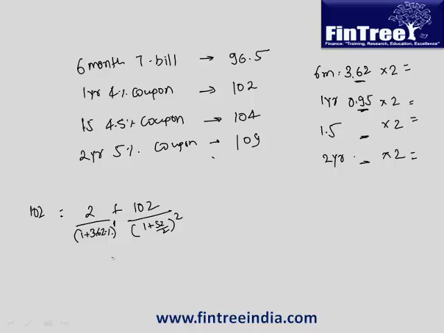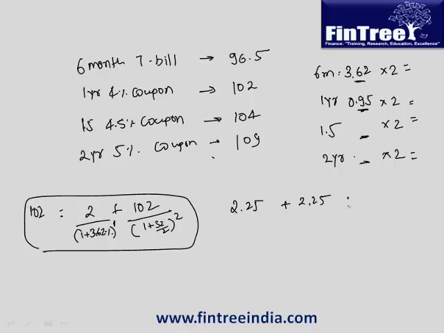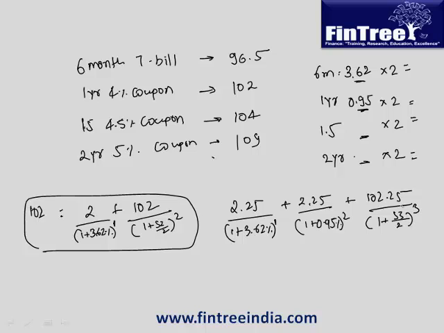Going on to the third one. 4.5, which means 2.25 plus 2.25 plus 102.25. The first one we will discount with 3.62% raised to 1. The second one is 0.95% raised to 2. And then 1 plus third year spot rate divided by 2 raised to 3. This number should be equal to 104. Right, so let's solve together.